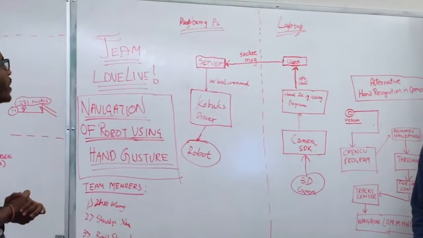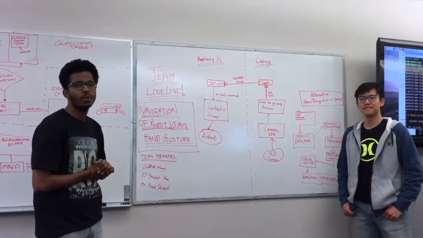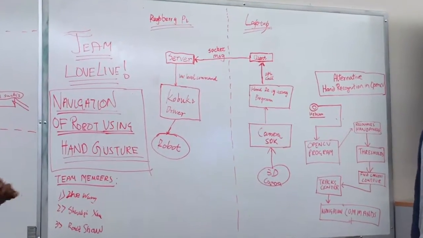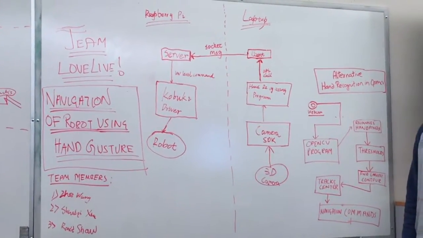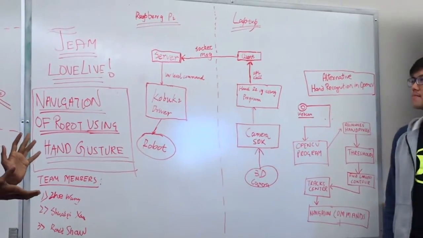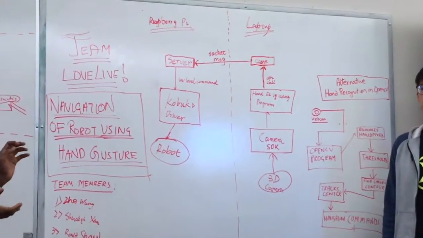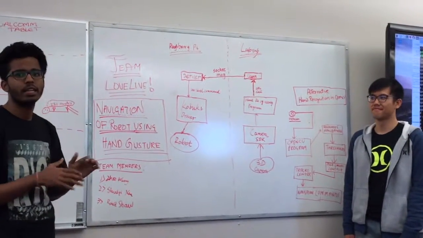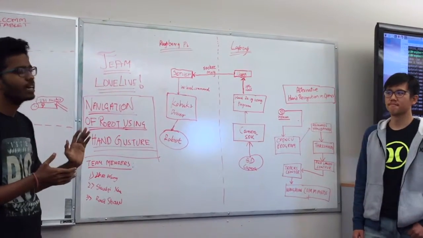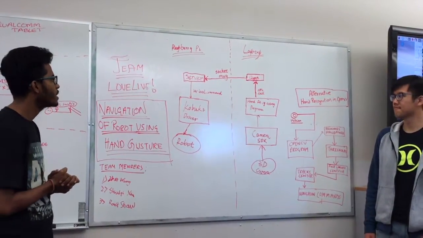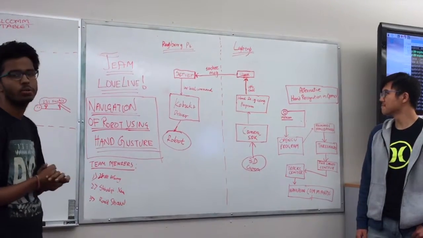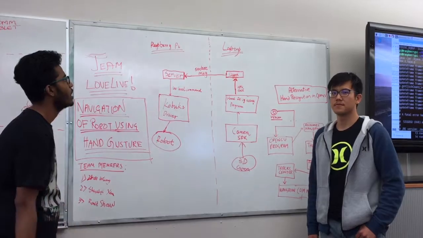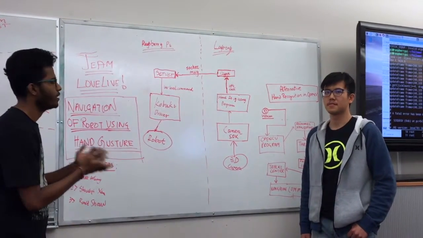So we are team Love Life. In our final project for the class CS291, we have done a project on navigation of a robot using hand gesture recognition. In this project, we are trying to leverage the previous assignments, where instead of passing the commands to the robot using the command line, we are recognizing the hand gestures, and then we are passing the navigation commands to the robot using that. So Joe is responsible for the system integration part, and he is going to explain that.